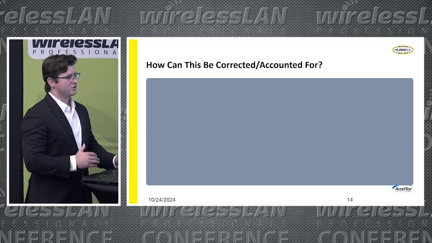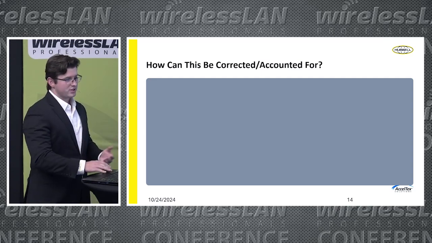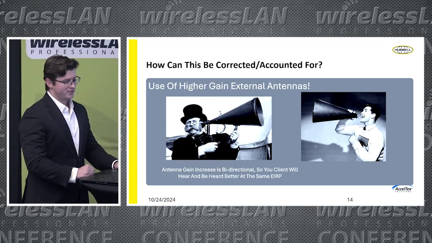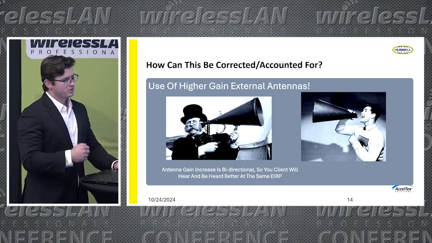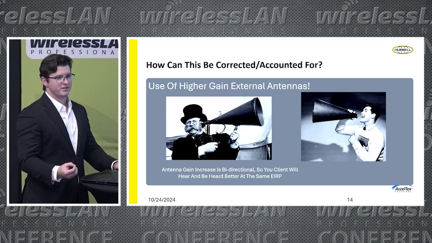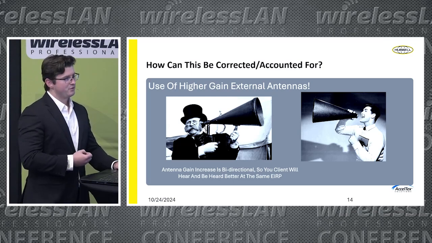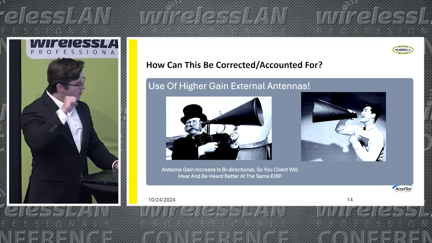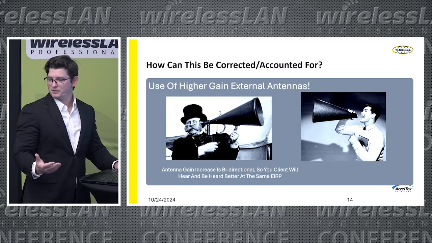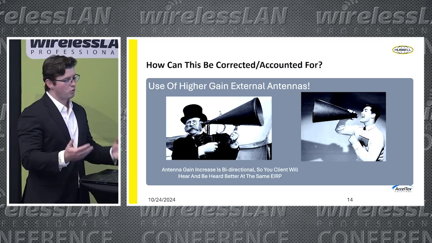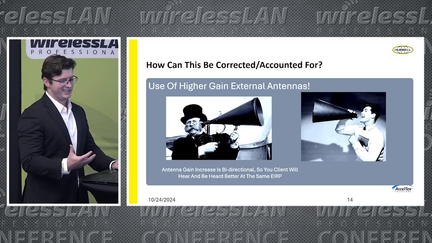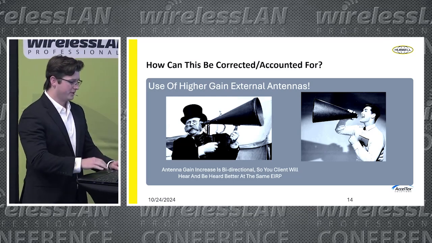So what can we do to actually fix this? There's a couple ways, but the way that I'm going to start off with is the antenna side of it, obviously the antenna guy. So using a higher gain antenna, as we mentioned, is a bidirectional increase. If you imagine it, it's almost like a megaphone. The AP is not only talking louder with the higher gain antenna, but it's also putting it up to its ear and it's hearing better. So it can hear the lower client device at a farther distance because it's able to hear better with that higher gain antenna, even at the same ERP.